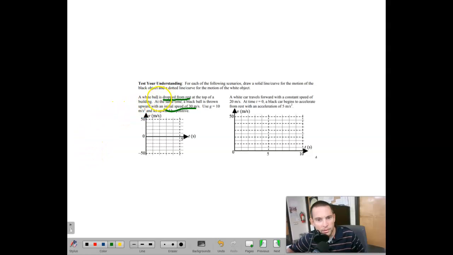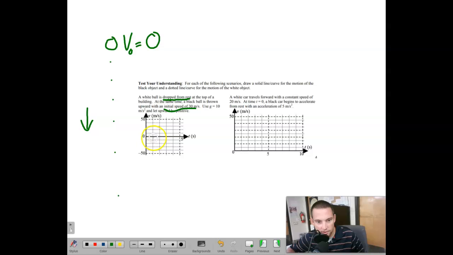Let's start off with the white ball. It's dropped from rest on a building, so we know the ball is going to just go like this, right? And it's going to accelerate as it gets farther and farther down. Our speed starts at 0, and if down is negative, then our velocities are getting more and more negative. So what kind of acceleration are we going to have? Negative acceleration. We're starting from an initial velocity of 0.